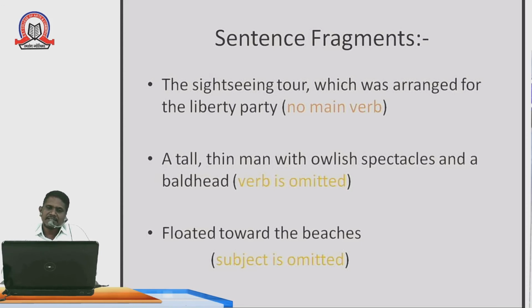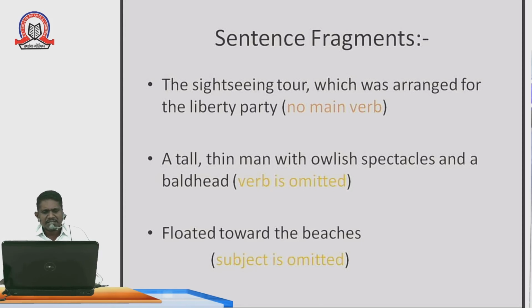Then the sentence will be a longer one. How is it? He said, a tall, thin man with owlish spectacles and bald headed is coming. Like this, you have to use a verb here. He said, said is a verb. Is coming, so is is a helping verb. Coming is again a verb, using ing. So here some verbs are omitted. Unconsciously we are using such sentences, and by that big mistakes happen.